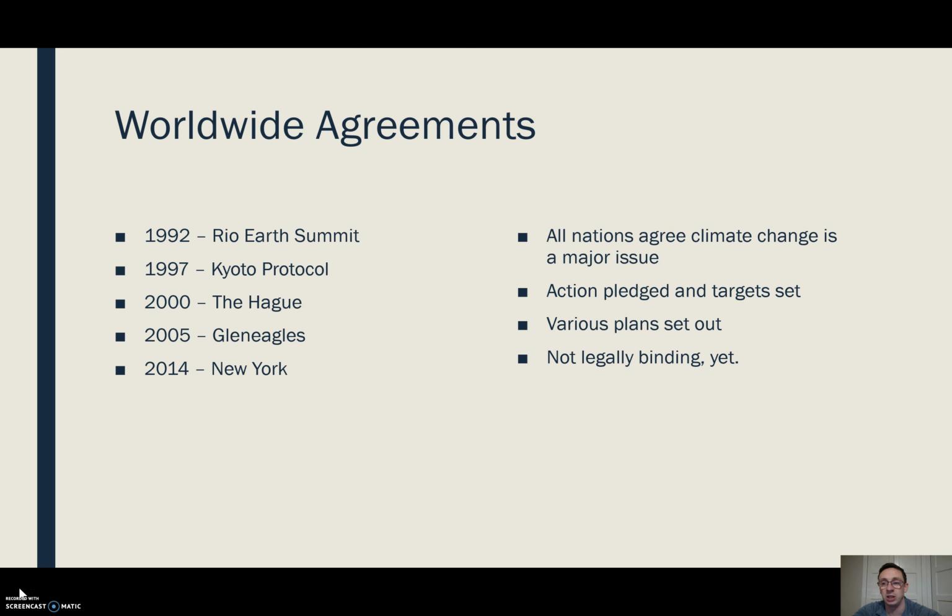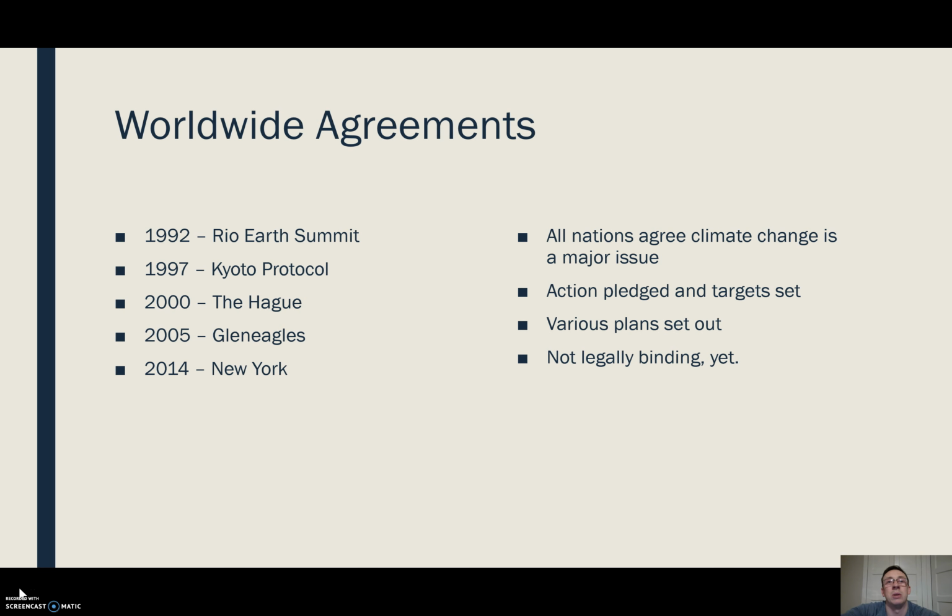And countries are consistently pledging to take different steps, and they're setting different targets on reductions of emissions and improvements that they want to make. And there are a variety of plans that different nations are setting out, some of which we are going to be discussing in more detail in these videos.